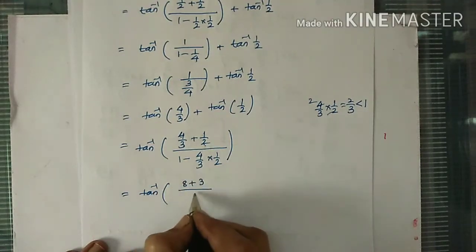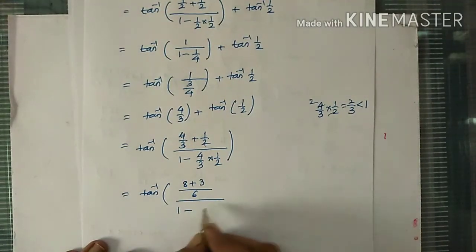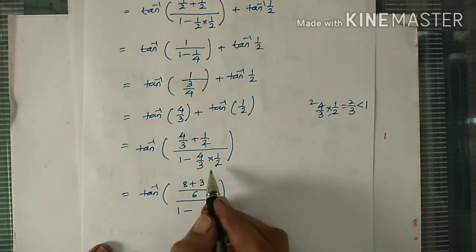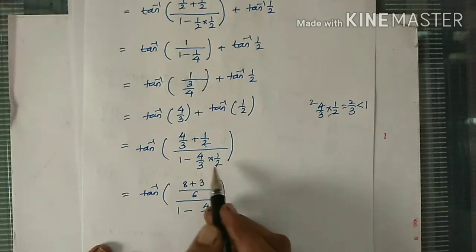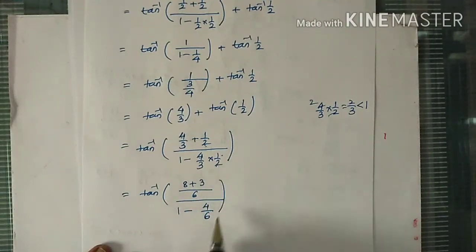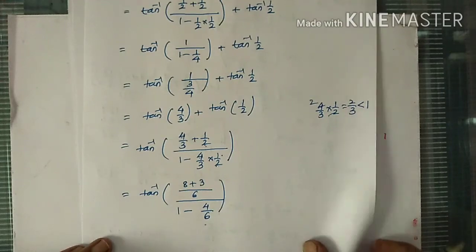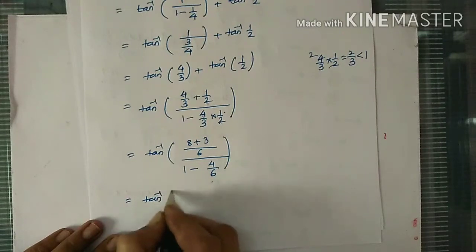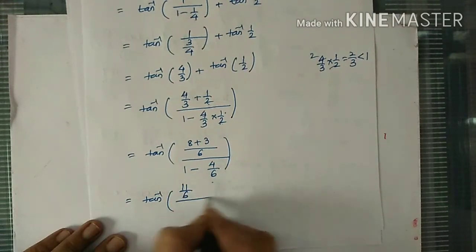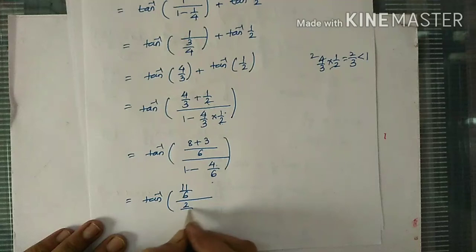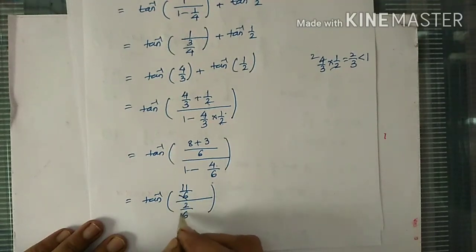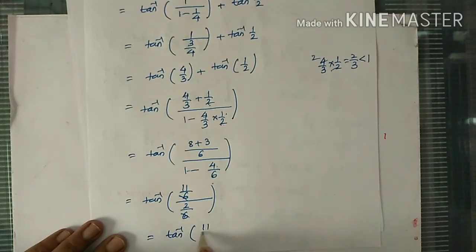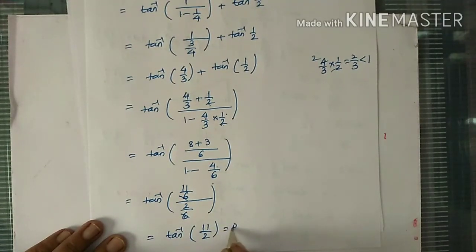divided by 1 minus, instead of cancelling this 2 here, I am writing it as 4 by 6, multiplying these two terms and these two terms to get the denominator the same, so that we can simplify very fast. So that becomes tan inverse of 11 by 6 divided by 6 minus 4, that is 2 by 6, and this 6 gets cancelled and we get the value as tan inverse of 11 upon 2, which is our right hand side.